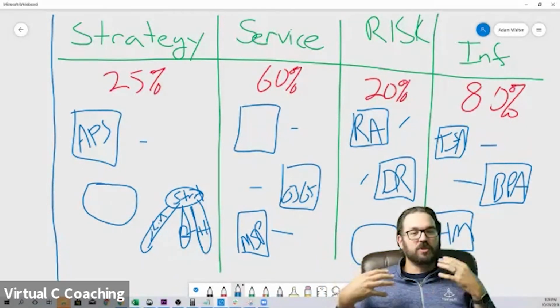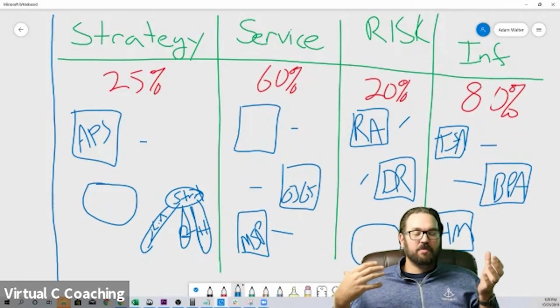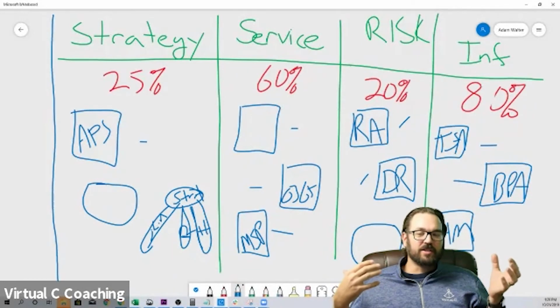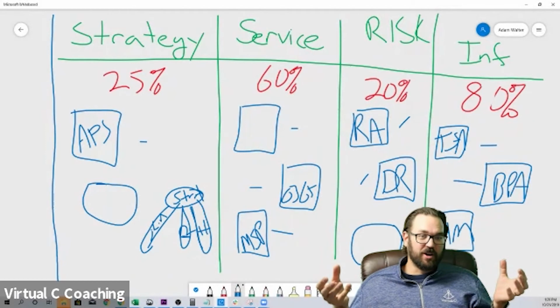Now, you can do this already with a technology stack, but I'm going to guarantee you that your clients don't care when it comes to the technology stack. They just know their computers are working, and that's good enough for them.